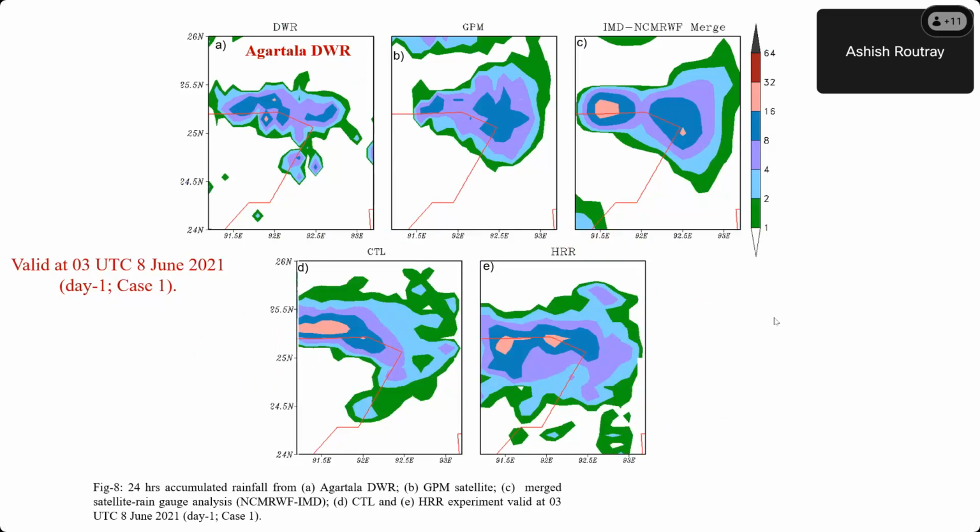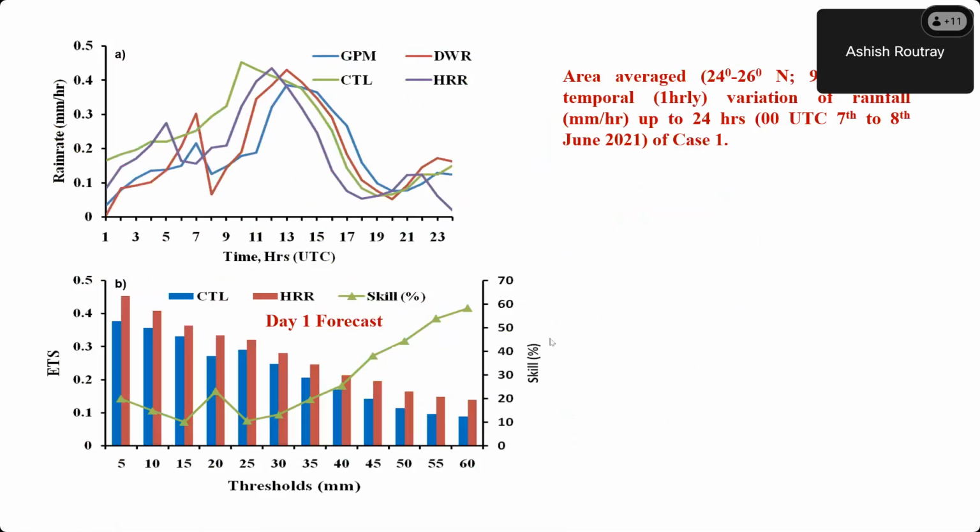This spatial plot is also showing that the high resolution HRR system is producing rainfall. If you cannot see this with the naked eye, we have some statistics. If you see the ETS at the different thresholds on the x-axis, at a lower threshold the rainfall is good in both systems, and if you go to a higher threshold, the skill is more in the HRR system.